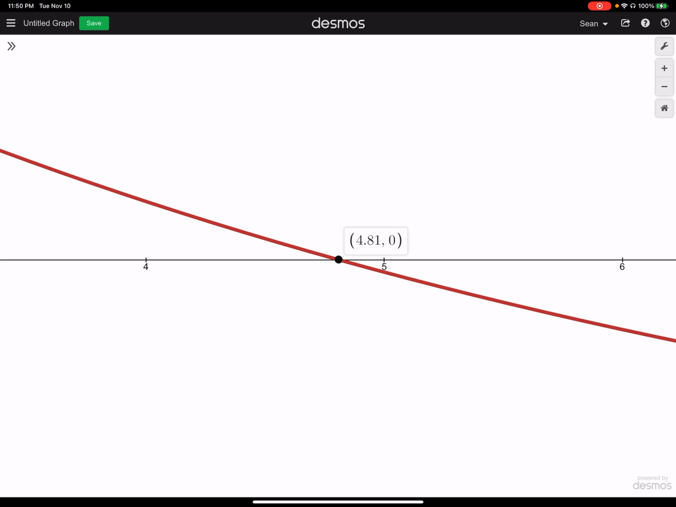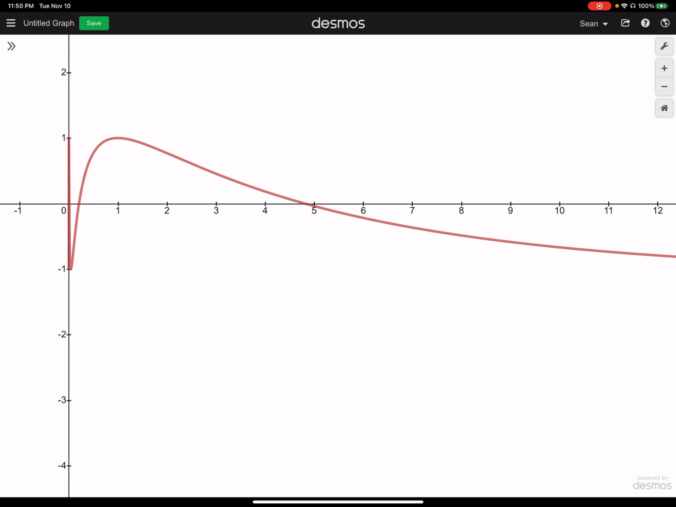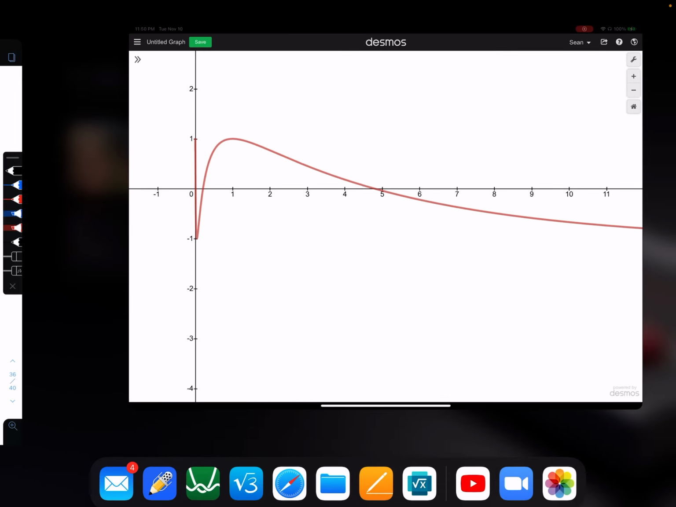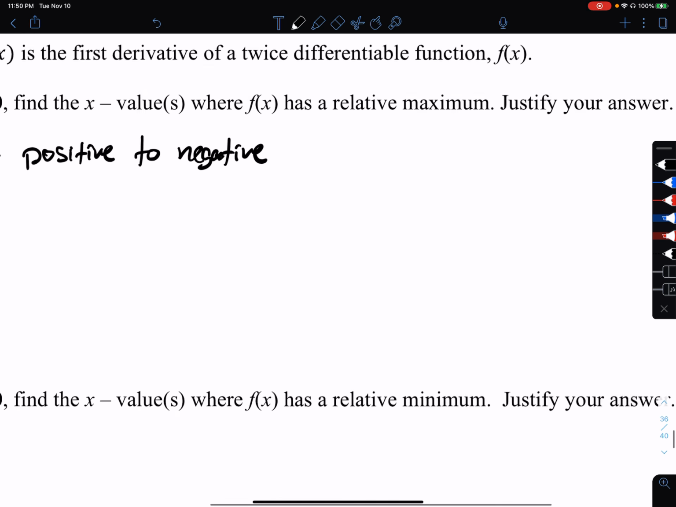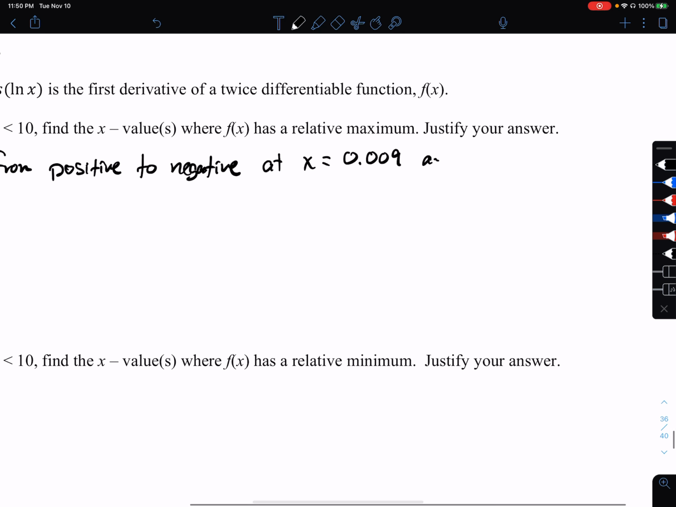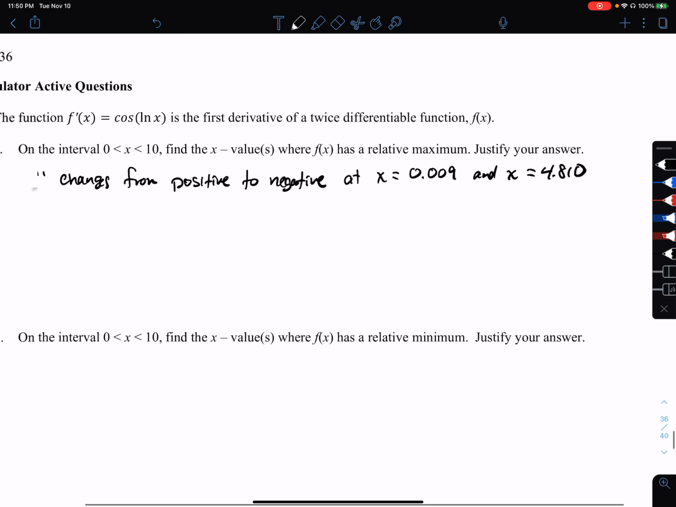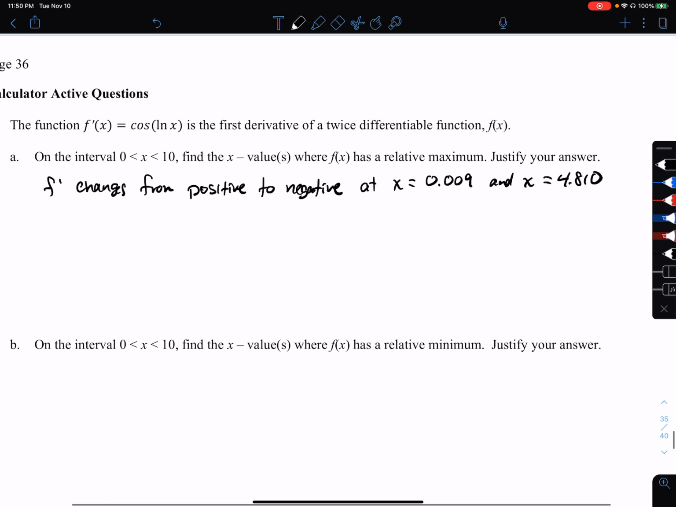And it happens again when we come over here, this x-intercept. The graph is changing from being above to below f prime. So that's another place where it changes from positive to negative. Doesn't happen any place else from 0 to 10. So let's write those down. F prime changes from positive to negative at x equals 0.009. And it also happened at x equals 4.810.